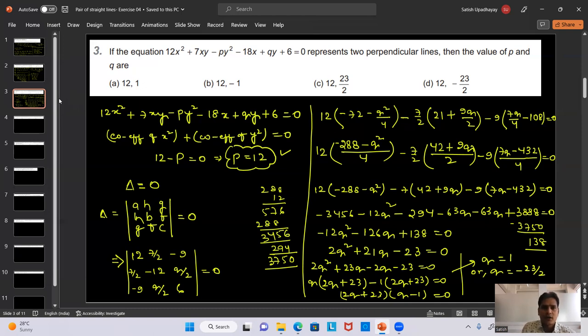P we have already got. The value of P is 12. Now we were finding the value of Q. So from this, we are getting two values of Q, that is 1 and minus 23 upon 2. Okay, whether 1 is also? Yes, 1. So this will be multiple correct question. So this option A is also correct because value of Q is 1. Yes, the value of Q is 1 or minus 23 upon 2. So this option A will be correct for this question.